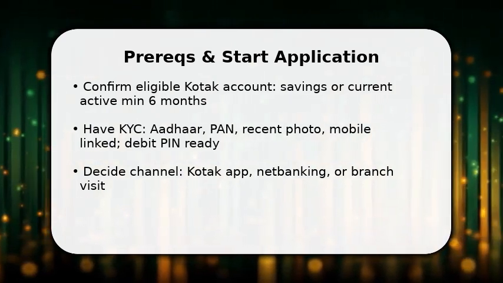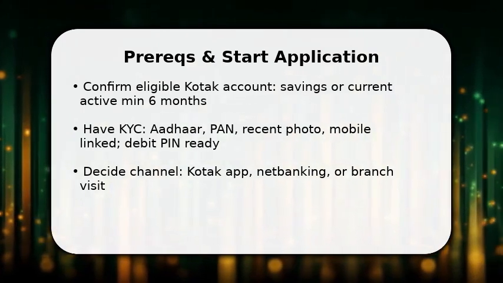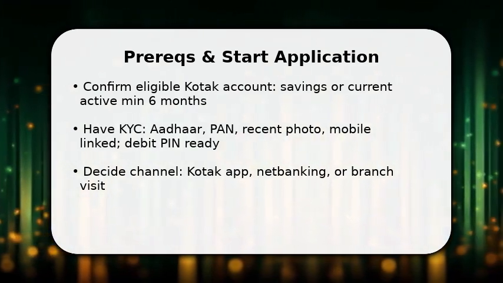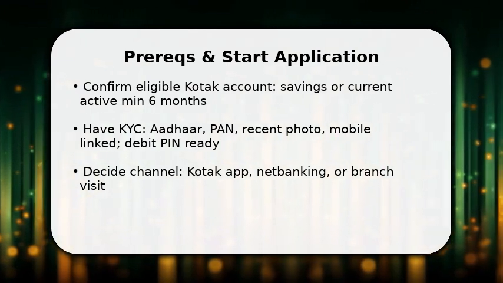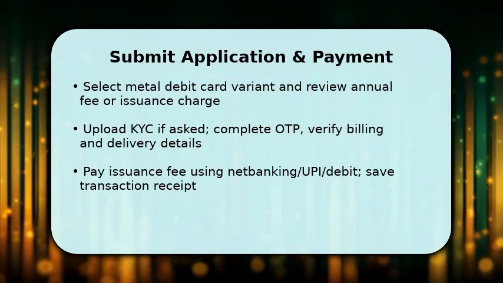Open the app or log in, navigate to card services and select metal debit card request. Provide account details and preferred delivery address, and make sure your mobile number is linked for OTP verification before proceeding. Now you move into the detailed execution.